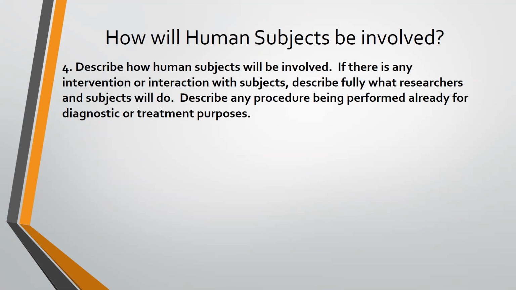So question number 4 asks you to describe how human subjects will be involved. If there is any intervention or interaction with the subjects, fully describe what researchers and subjects will do. Describe any procedure being performed already for diagnostic or treatment purposes. And so essentially, you can't really copy paste this from your procedure, but it's similar to your procedure in that you're just going to explain everything that researchers are going to do and everything that participants are going to do. And IRB needs to know this to make sure that you aren't doing anything to participants that is going to be coercive or pose undue harm or anything like that.